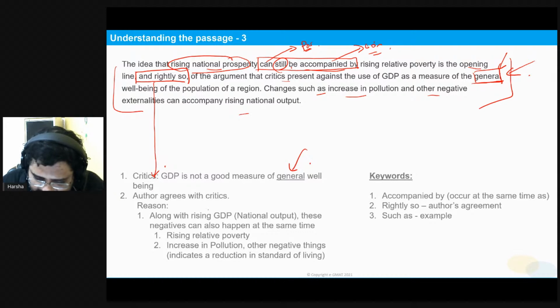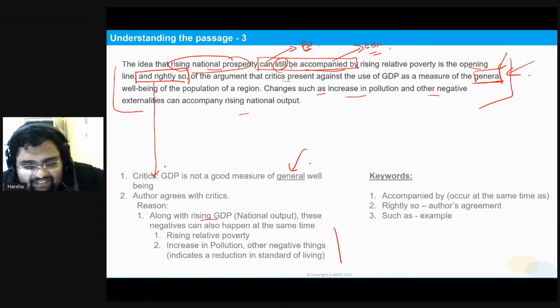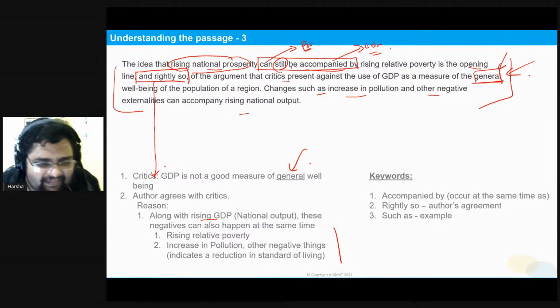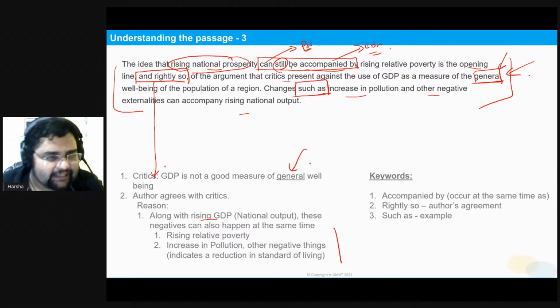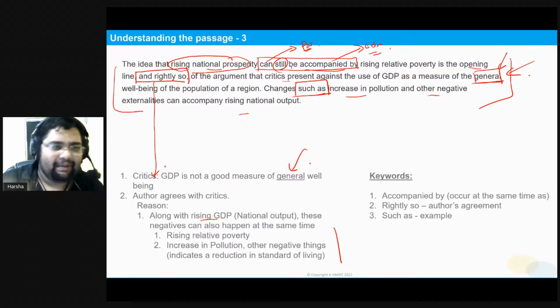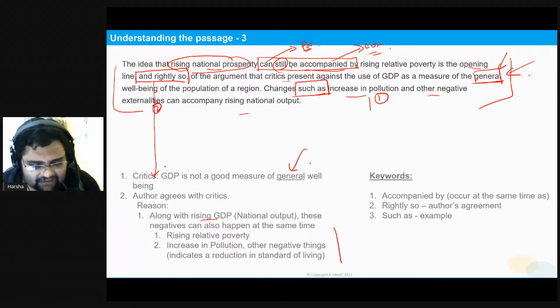So, what is the exact reason given? Can still be accompanied by. You can have an increasing GDP, that's your national prosperity or national output. You can also have these negative things, relative poverty, pollution, which are all indicative of standard of living at the end of the day. There is another keyword here, which is an example indicator. The minute I see "such as," my mind automatically tells me these are just examples. Pollution, other negative externalities as examples. So those 3 keywords help me unlock the meaning of this.